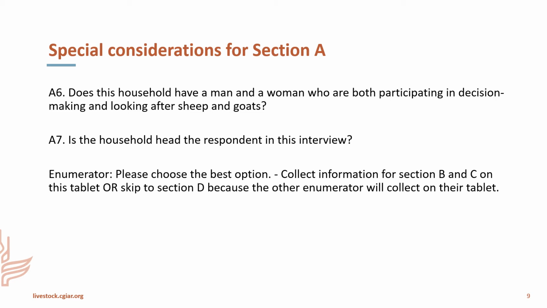Remember, there are 2 enumerators visiting each household, but sections A through C are for all household members together. If there is a man and a woman to be interviewed, both enumerators will enter basic information in section A on their tablets, but only one must enter the household information in section B and C. Only skip sections B and C if you are with another enumerator who is collecting the data for the household. We will match the male and female surveys for households that have both together later using the household information in section A.